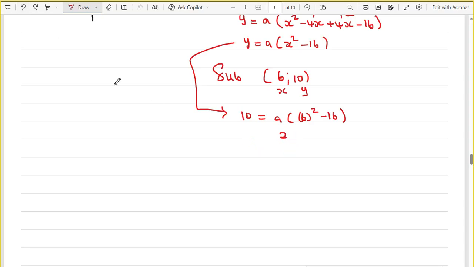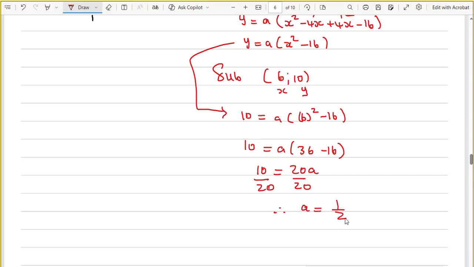Is 6 squared? Okay, let me just say this is 10. It's equal to a into 36 minus 16. That's 20a. It's equal to 10. Divide both sides by 20 to make a the subject of the formula. So the value of a is 1 over 2.